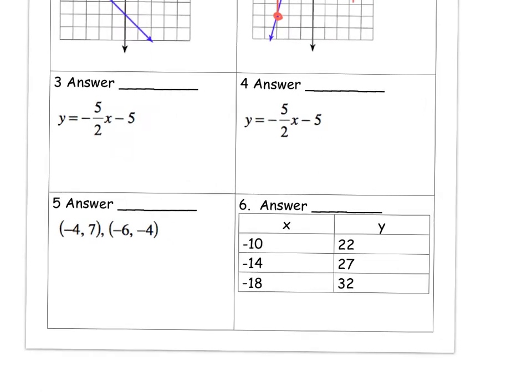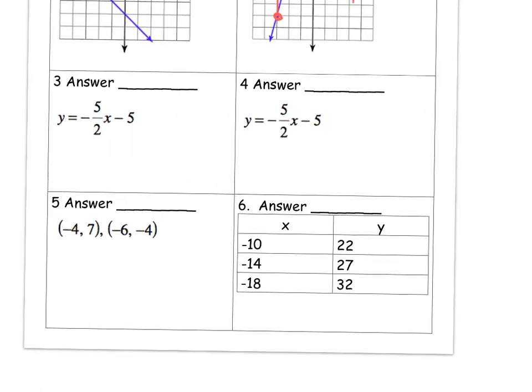Find the rate of change from all these different situations. Well, the rate of change, remember, y equals mx plus b. So the rate of change is m, so that would be negative 5 over 2. So the rate of change here is negative 5 over 2.